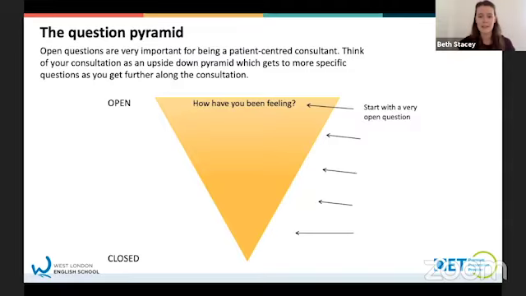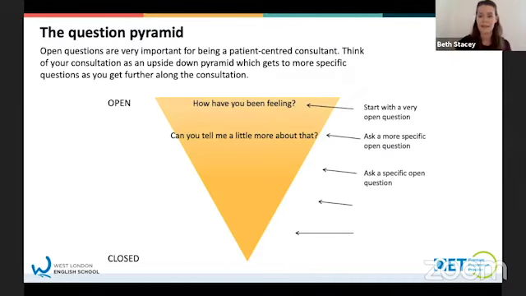And when we're in class, we always talk about this kind of upside down pyramid. We start open and we get more and more closed as the consultation goes through. So we've started with our very open question, and then we're getting a little bit more specific. So can you tell me a little bit more about that? I'm slowly learning more from the patient. And then I get even more specific, but it's still not a closed question. It's not a yes or no question. It's an open question. Like, have you had any other symptoms?